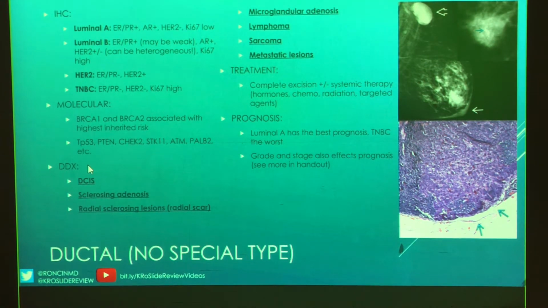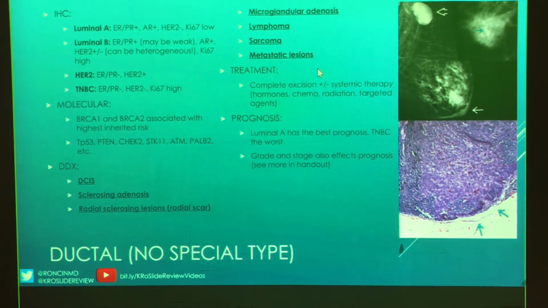As far as differentials, there's lots of things in there, like ductal carcinoma in situ, sclerosing adenosis, radiosclerosing lesions, MGA, we saw how scary that can be. And obviously when you're looking at more poorly differentiated carcinomas, think of your lymphomas, your sarcomas, your metastatic lesions, and last but not least, always, always, always consider melanoma.